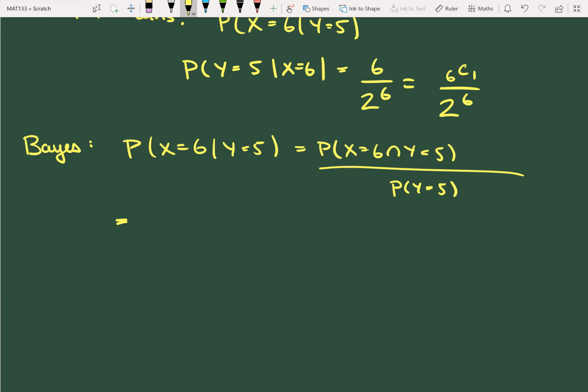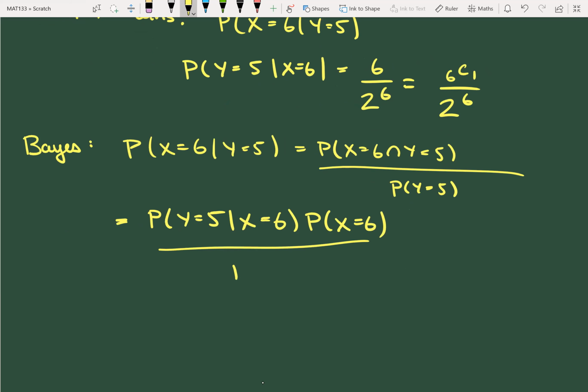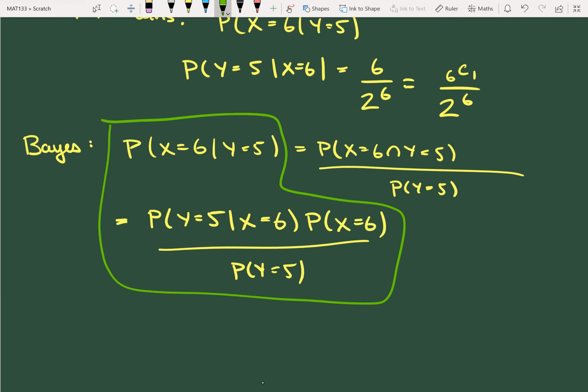Okay, and then the probability that x equals 6 and y equals 5, so that's going to be the probability that X equals 6 times the probability that x equals 6 divided by the probability that y equals 5. Okay, so I'm just rederiving Bayes' theorem, but you can go straight to here if you want. Does that make sense? That's what Bayes' theorem tells you, right? The probability of A given B is the probability of B given A times the probability of A divided by the probability of B.